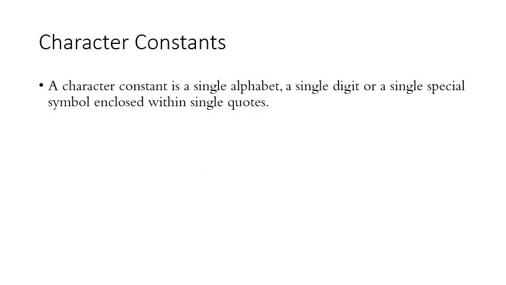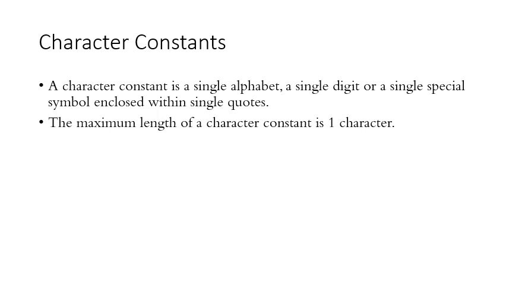We also have character constants. A character constant is a single alphabet, a single digit, or a single special symbol enclosed within single quotes. The maximum length of a character constant is one character. Here are examples. As you can see, you enclose a single alphabet X in single quotes, and these are also valid. 0, you enclose it in quotes, it is not understood as an integer but rather as a character. And you can also enclose a symbol.